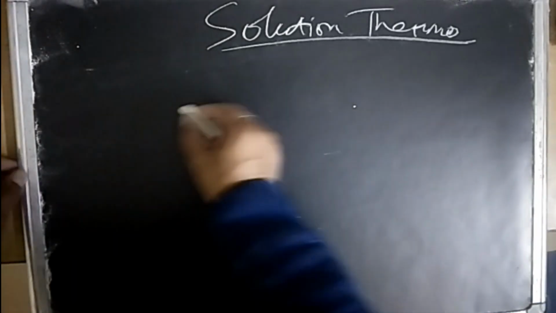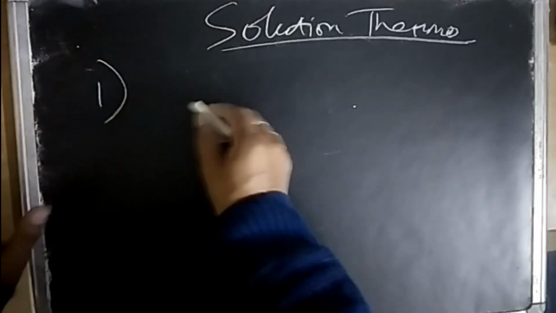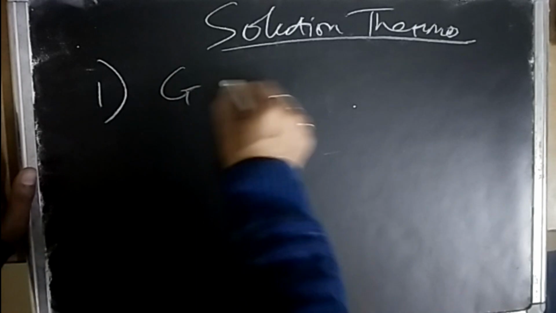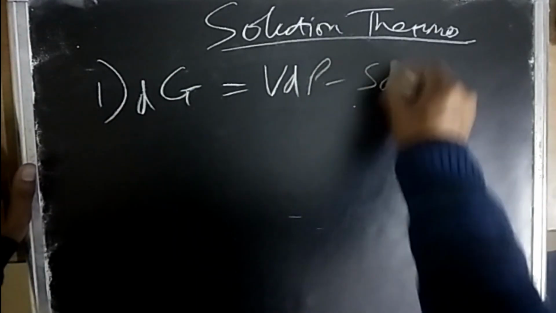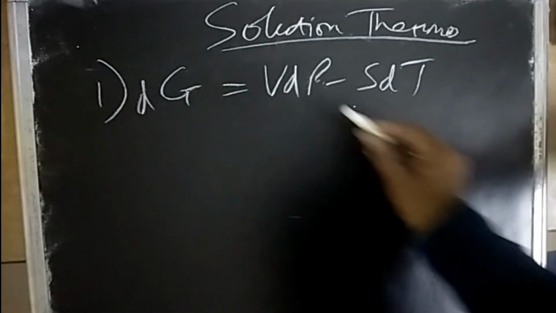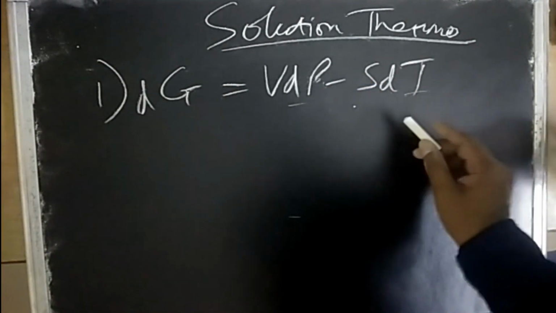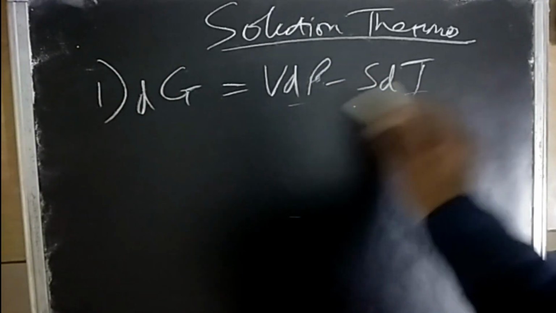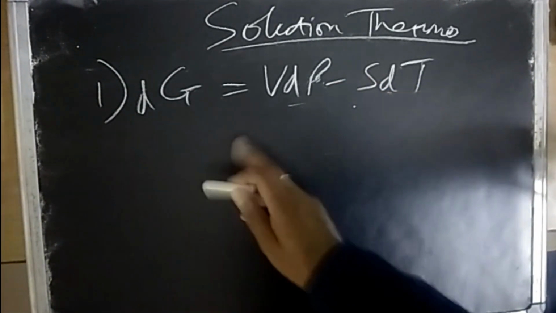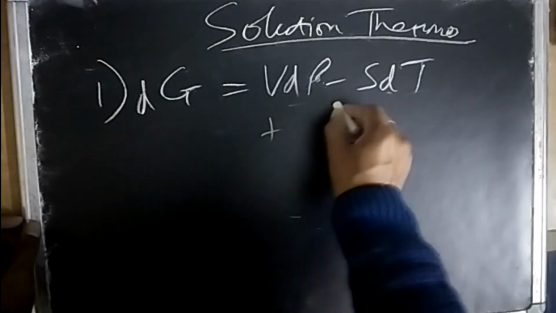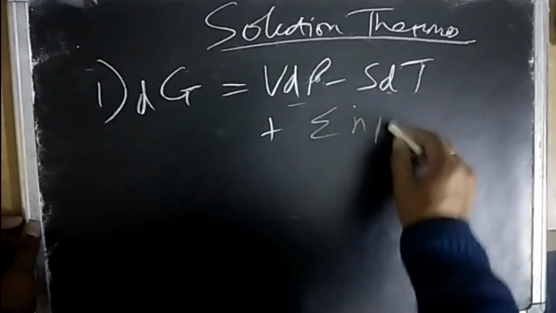So in solution thermo, let me write down the first two main equations. dG is equal to V dP minus S dT. Okay, this we know. Mostly we say at constant pressure and temperature, so dT and dP terms drop, and we just add the summation of n_i into mu_i.